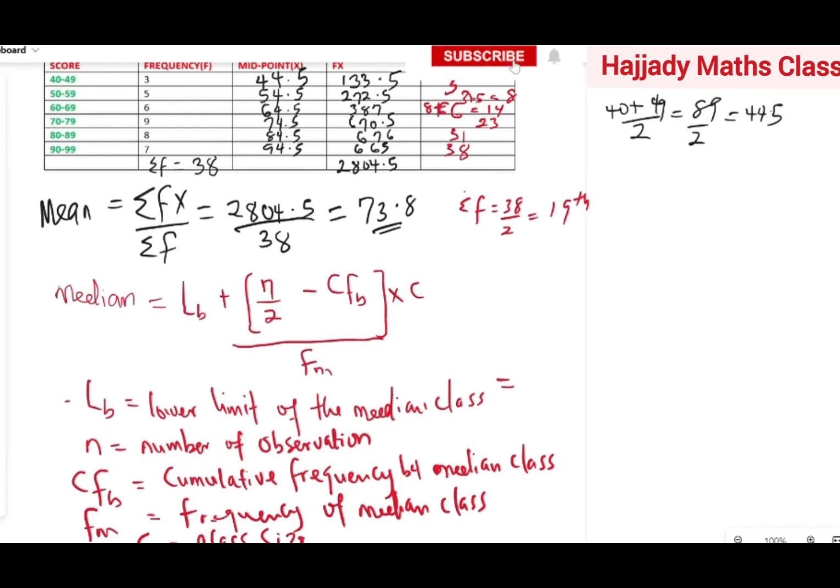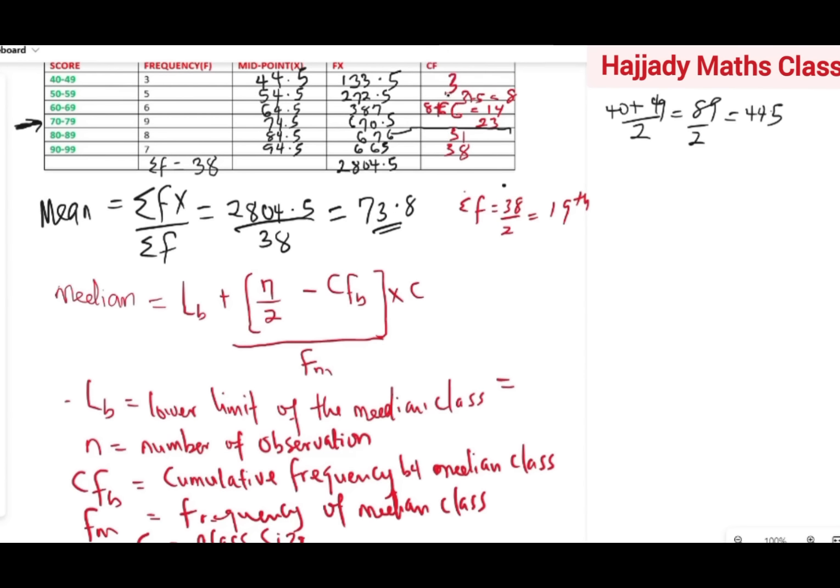So where does our 19th value fall? So we can see that it falls on this region. Yes, it falls on this region. So this is going to be our what? Our median class. Let me change the pen so we can see what we mean by the median class. So our median class is going to be this. So which is this? Straight down like this. So it's 70 to 79.